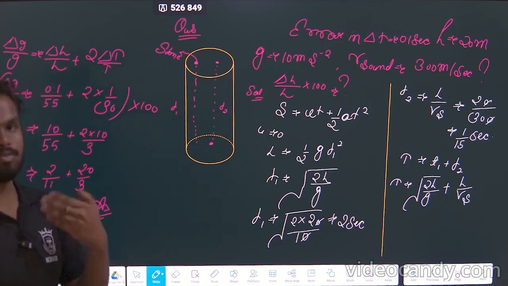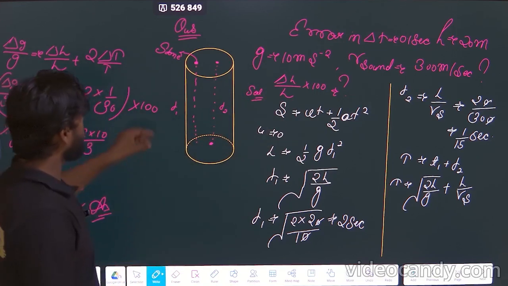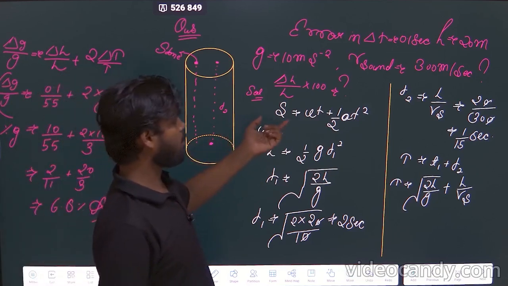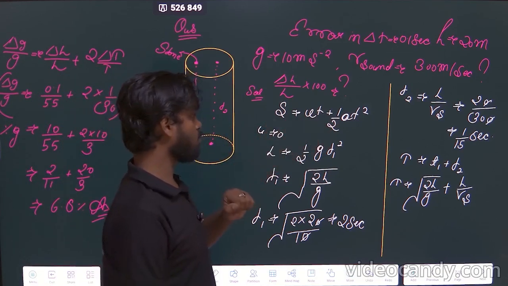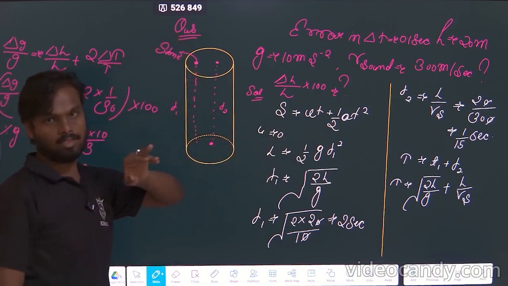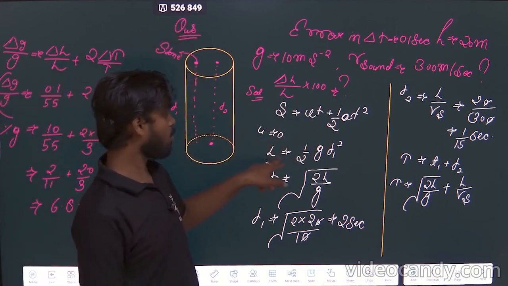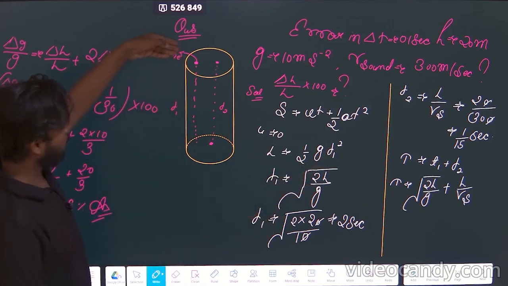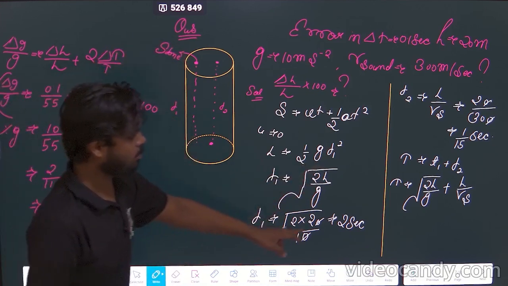Then how to approach this type of question? First you have to see how to calculate my t1. So you know the basic second law of equation, that is s is equal to ut plus half at square. As it is dropped from here, the initial velocity will be 0. So from initial velocity 0, the time taken by the stone to go from this point to this point will be 2 seconds.